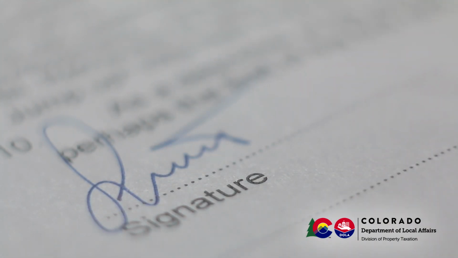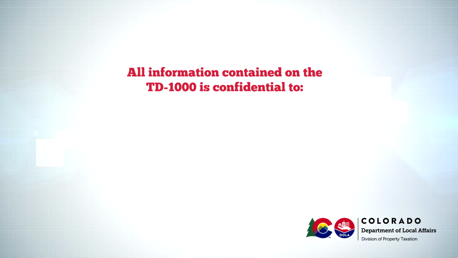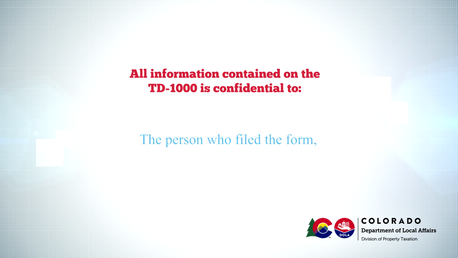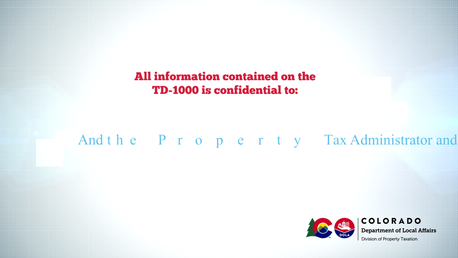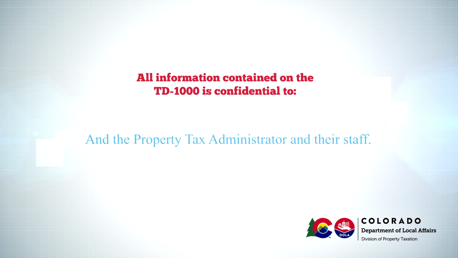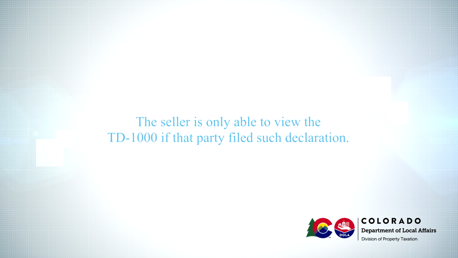The TD1000 must be completed and signed by either the grantor or grantee to the transaction and must be delivered to the clerk and recorder upon recordation of any conveyance document that is subject to a documentary fee. This is not a recorded document, and all information contained on the TD1000 is confidential to the person who filed the form, the buyer, the county assessor and their staff, and the property tax administrator and their staff. The seller is only able to view the TD1000 if that party filed such declaration.